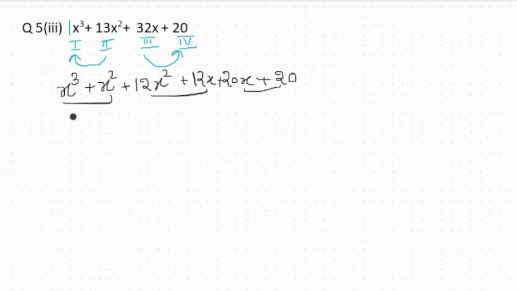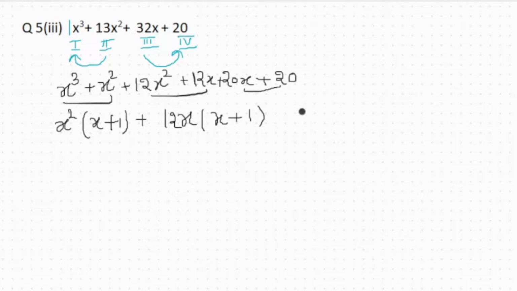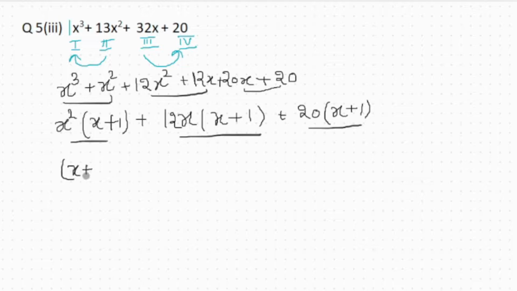So from these first two terms, what is common? X square is common. In the bracket we are left with x plus 1. Similarly, from the third and fourth terms we can see x is common, 12 is common. We will keep them out and we are left with x plus 1 again. Similarly, from the last two terms, what is common? 20 is common. We keep 20 outside, we are left with x plus 1. So from these three terms, what is common? Yes, x plus 1 is common.